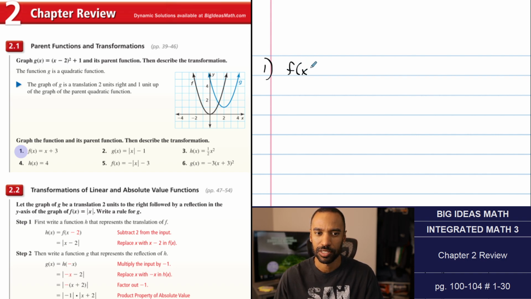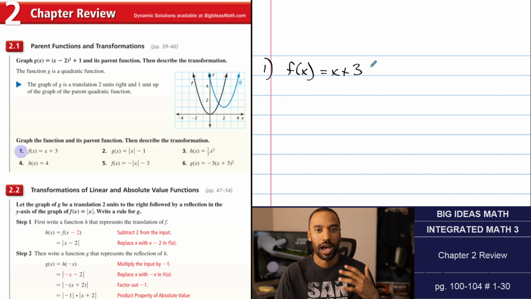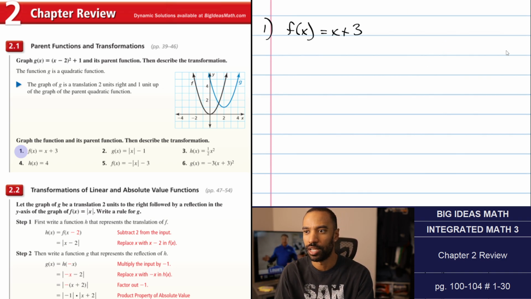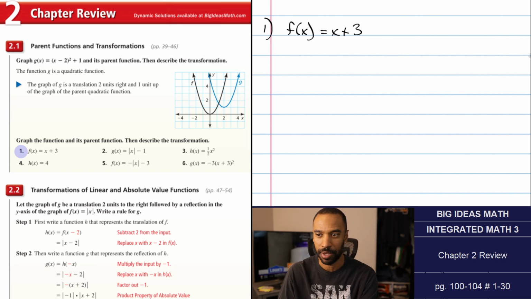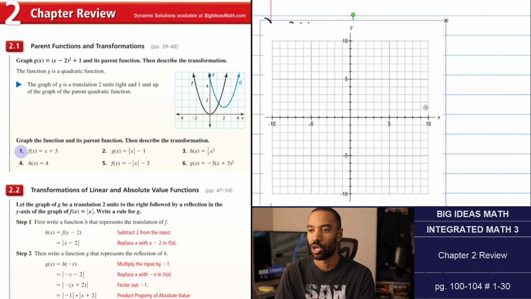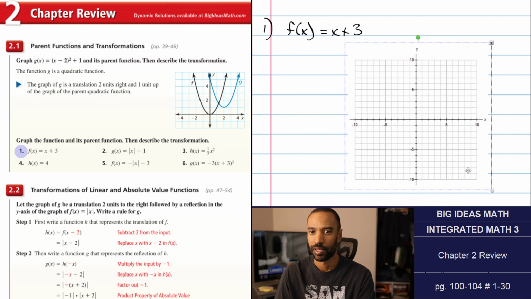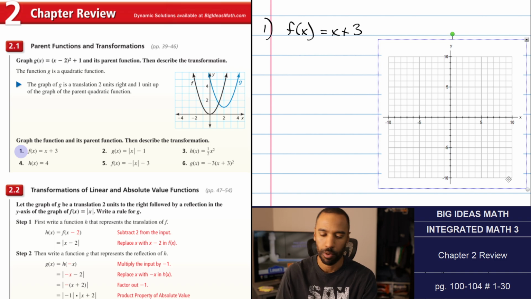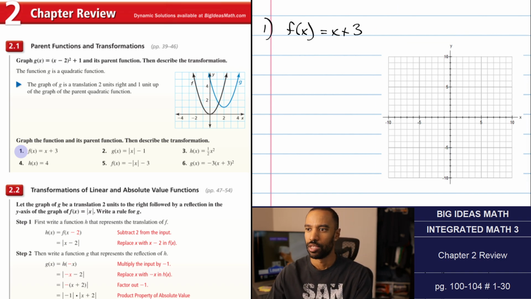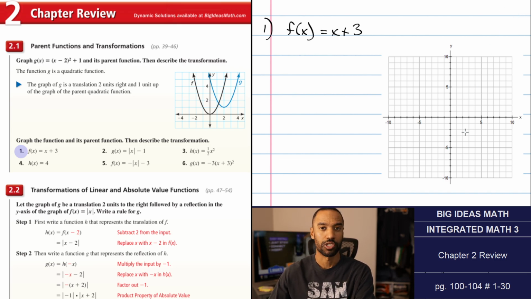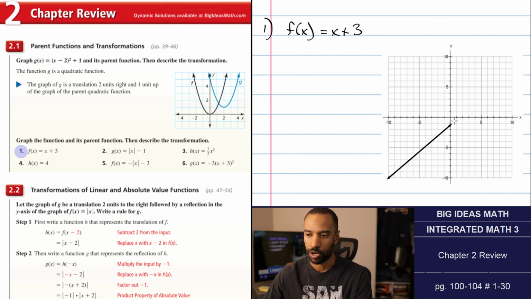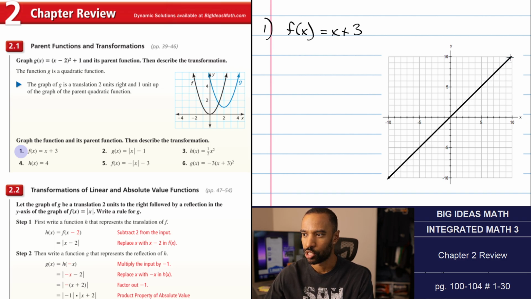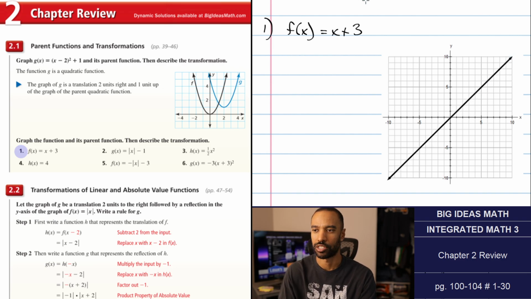We have f of x equals x plus 3. Now keep in mind, this is the transformation of its parent function. The parent function in this case would probably be y equals x. So let's take one of these graphs here. Let's make the y equals x equation, the parent function, and then we'll make this one as well. The parent function y equals x is in y equals mx plus b form, a slope of 1 and a y-intercept of 0, which means it has this diagonal look to it, that 45-degree angle crossing through the origin.